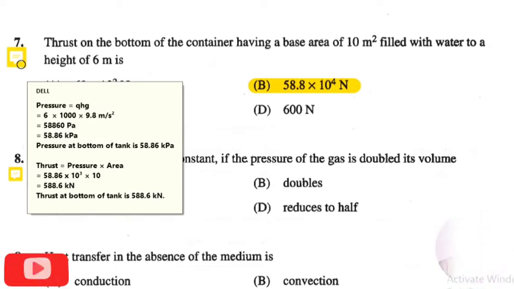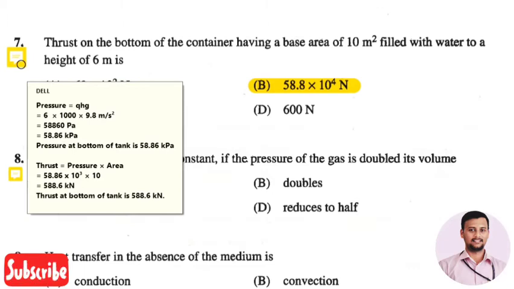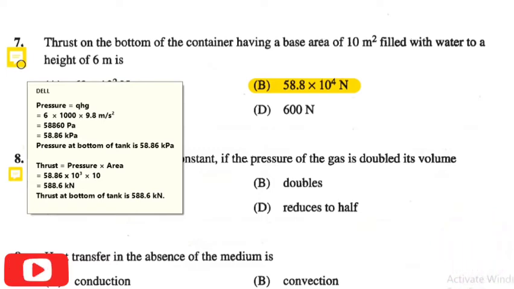Now thrust on any body can be identified by using pressure into area. Pressure is already calculated. Now area is given in the numerical statement. So when you multiply the identified pressure by the area, you will get the thrust.